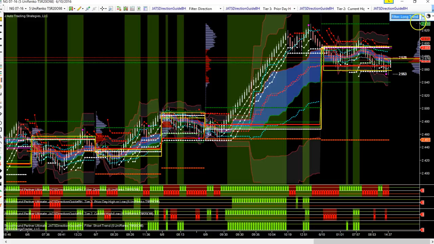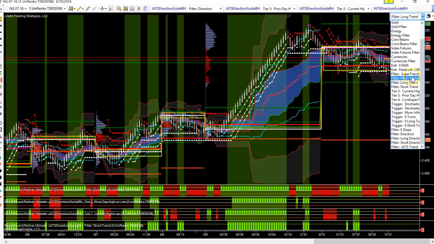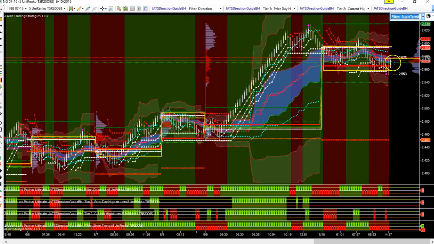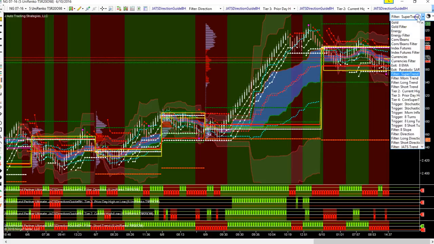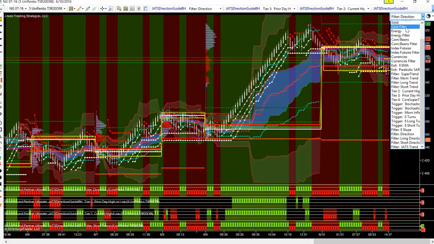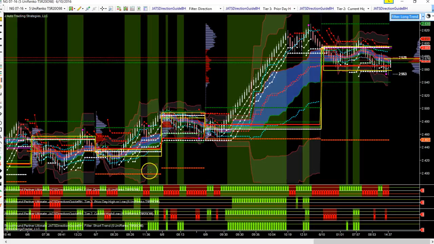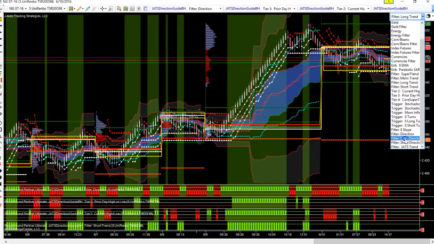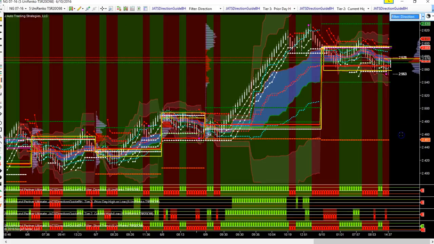So if you just want to see your super trend, if you want to see where the super trend filter is, or if you want just your high-low, that's available, but I prefer seeing the direction that I want to trade and waiting for those signals versus getting in at the wrong time long and it coming back to hit me on the head.